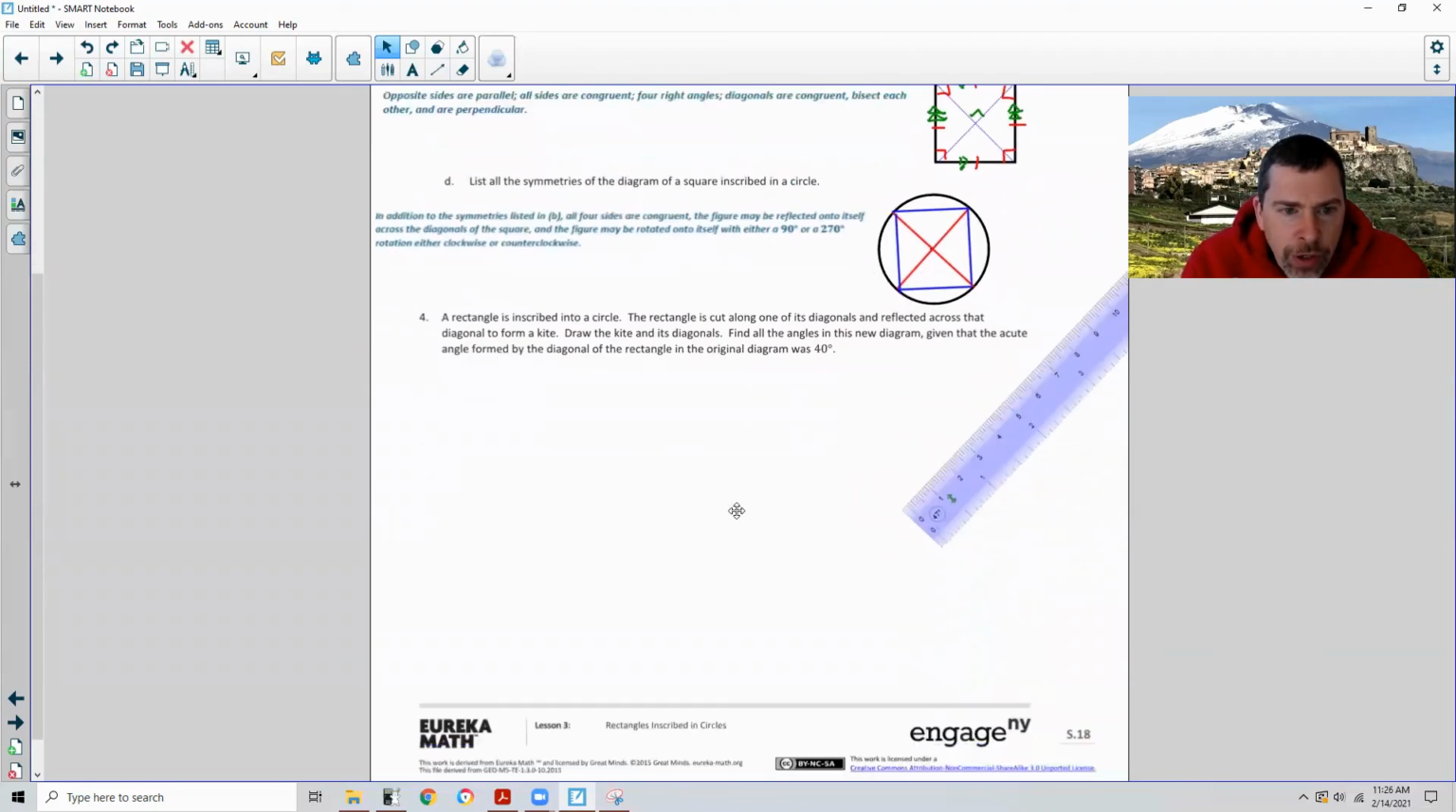Okay, number 4, a rectangle is inscribed into a circle. The rectangle is cut along one of the diagonals and reflected across that diagonal to form a kite. Draw the kite and its diagonals. Find all the angles in this new diagram, given the acute angle. So first thing we need is a circle. And in order to draw a circle, I need a center. So I will put a center right there.